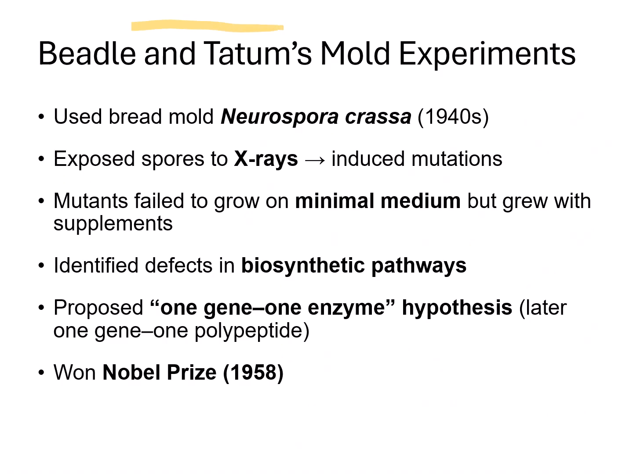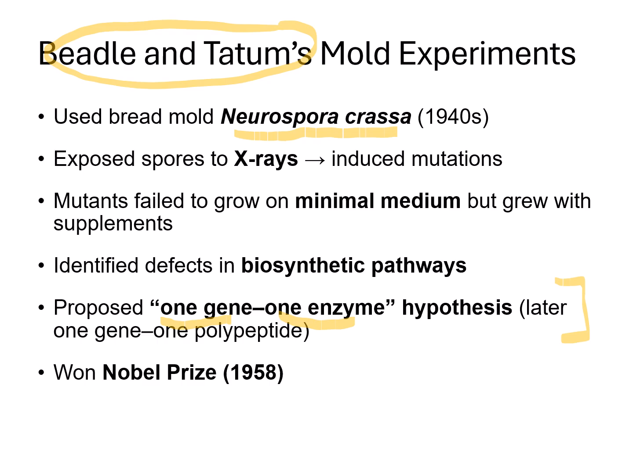In the 1940s, Beadle and Tatum exposed bread mold spores from Neurospora crassa to X-rays and found that mutants that were generated because of those X-rays could no longer grow on minimal medium. But by adding specific supplements to the medium, they could identify which step in a biosynthetic pathway was blocked. This led to their famous hypothesis that one gene creates one enzyme. Nowadays we know that it's really one gene to one polypeptide because some enzymes require more than one polypeptide to function properly.